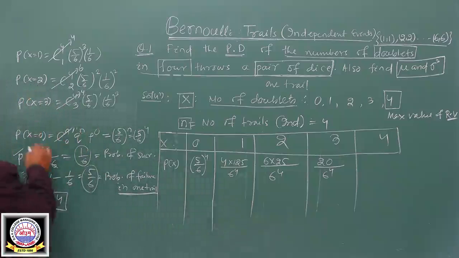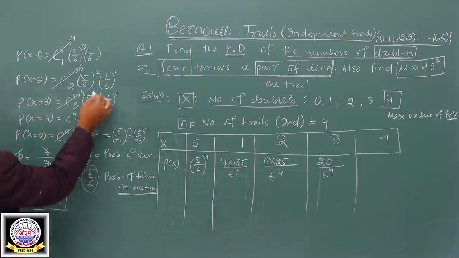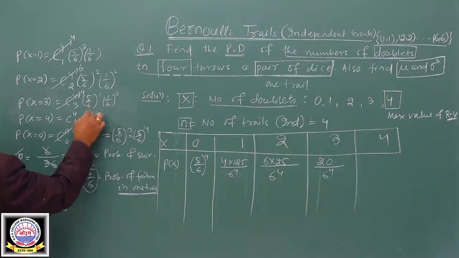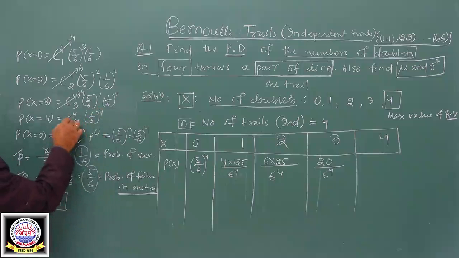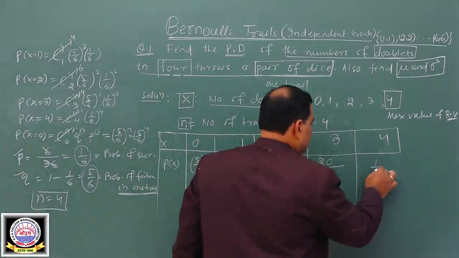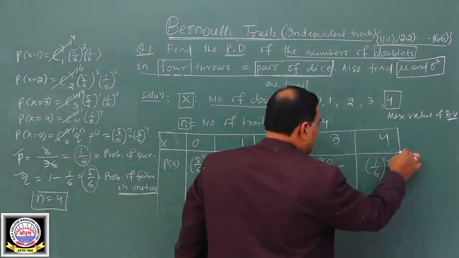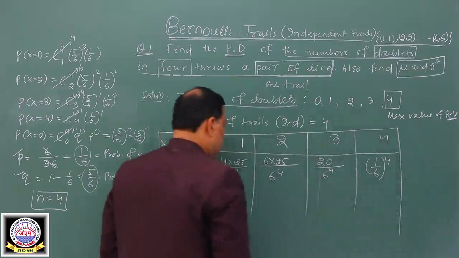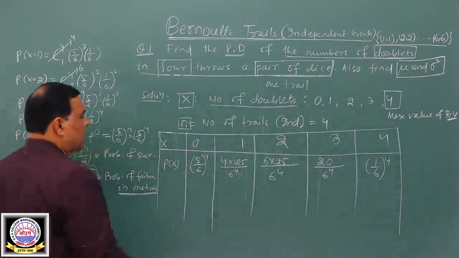Now next I will come to P(X=4), 4C4. Then this is equal to only 1 by 6 to the power 4, since 4C4 is equal to 1. I got all the probabilities easily, so you can calculate this.